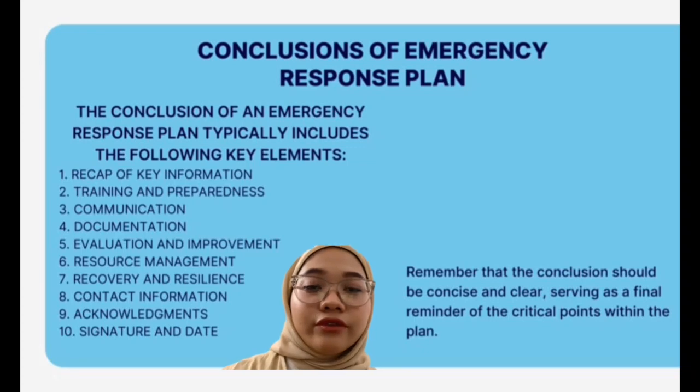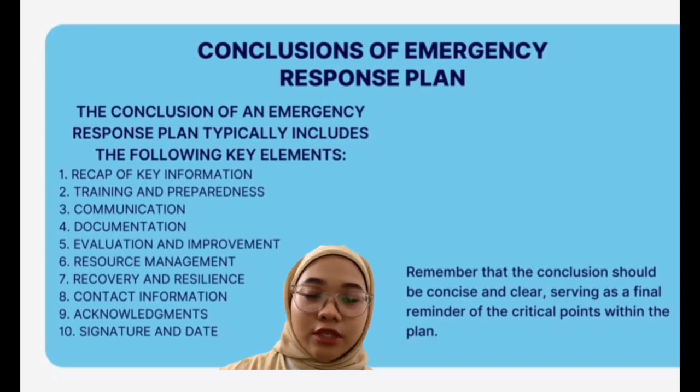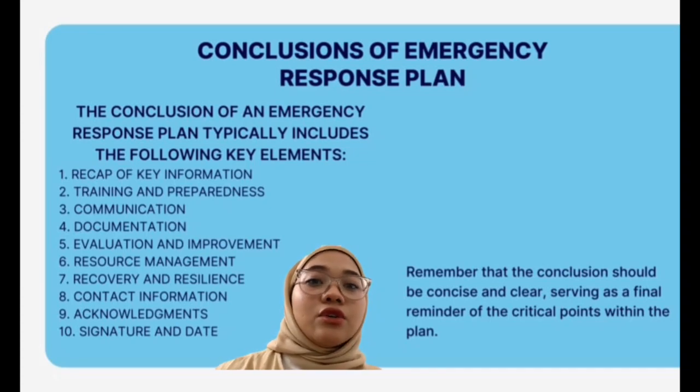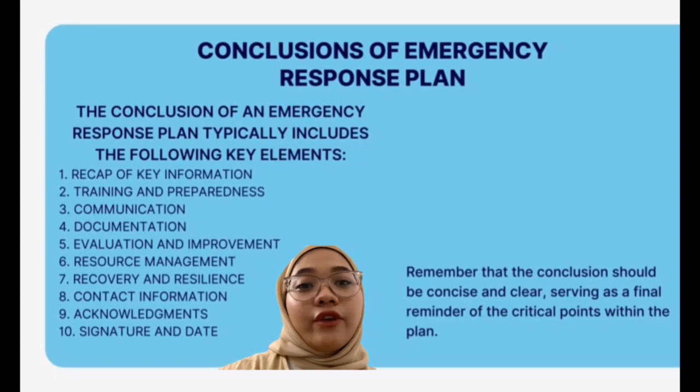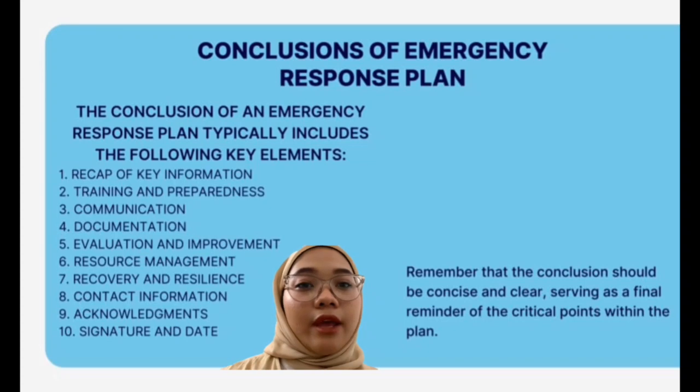So second last, we have acknowledgement. Thank all participants, contributors and stakeholders for their involvement and commitment to emergency preparedness. So the last one, we have signature and date. So include a space for signature and the date to signify the plan's completion and acceptance. So, remember that the conclusion should be concise and clear, serving as a final reminder of the critical points within the plan. That's all.